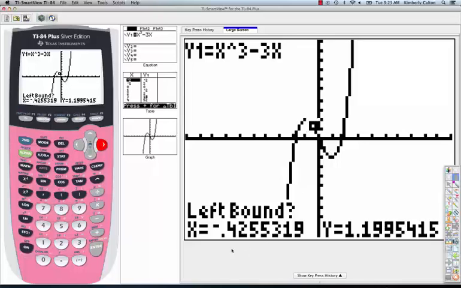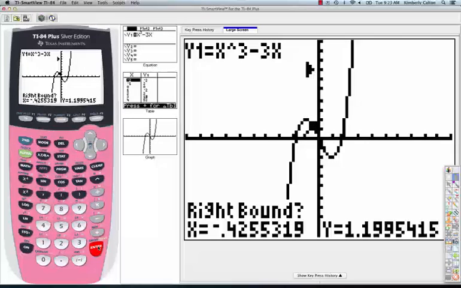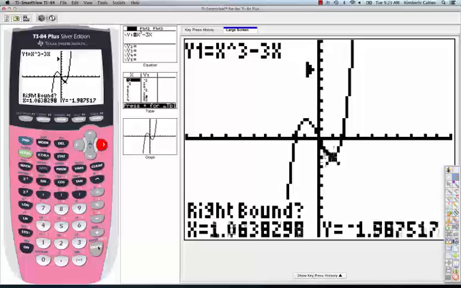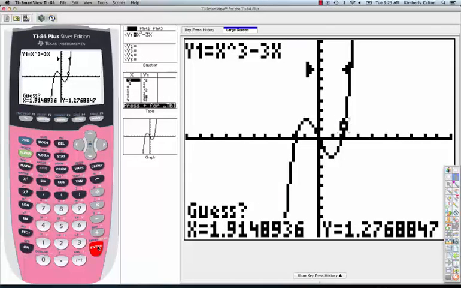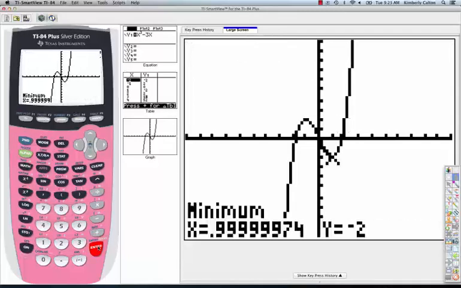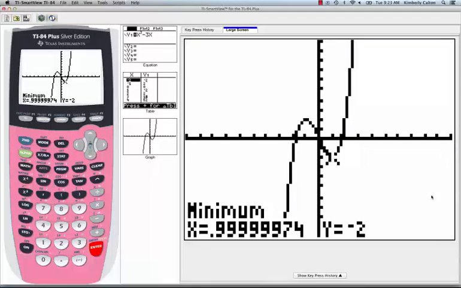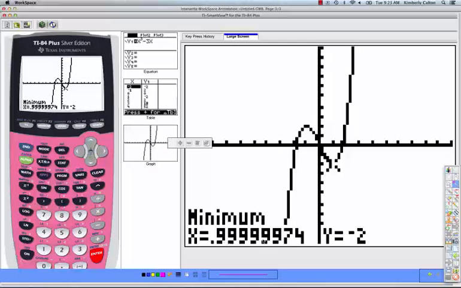So I'm going to press enter. Then I'm going to move my cursor so it's to the right of the minimum and press enter. The third time pressing enter gives me a minimum. Now sometimes this is not going to give you a perfect number, but 0.99999 is pretty safe to say that our relative minima, or minimum, is at 1, -2.